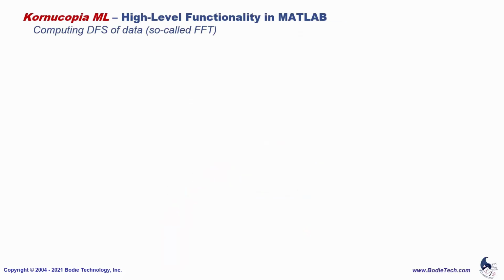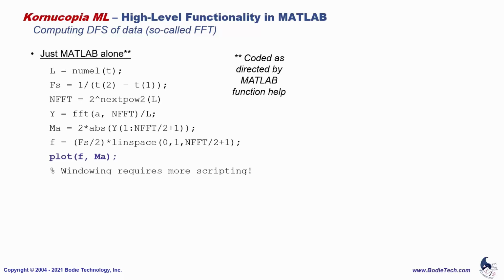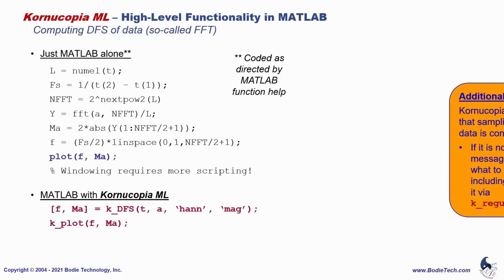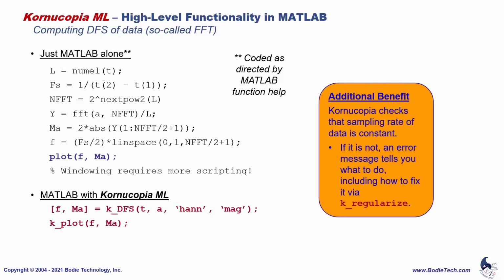Kornucopia offers a variety of high-level functionality in MATLAB. Here's an example for computing a discrete Fourier series of data, the so-called FFT. Following the directions of MATLAB's help, these are the commands you would issue to compute the DFS of data. With Kornucopia ML, you would simply apply these two commands to get the result computed and plotted. An additional benefit is that Kornucopia will check the sampling rate of the data to ensure it is constant. If it is not, an error message will tell you what to do, including how to fix it via Kornucopia's regularization function.